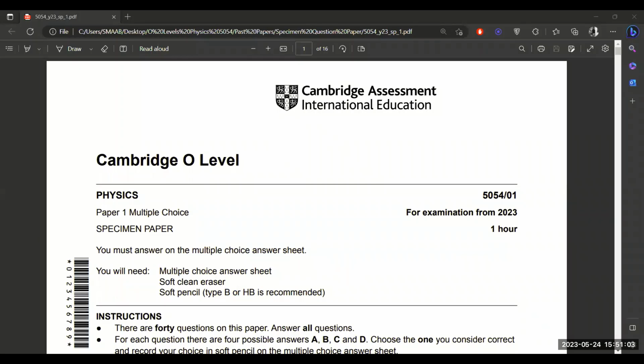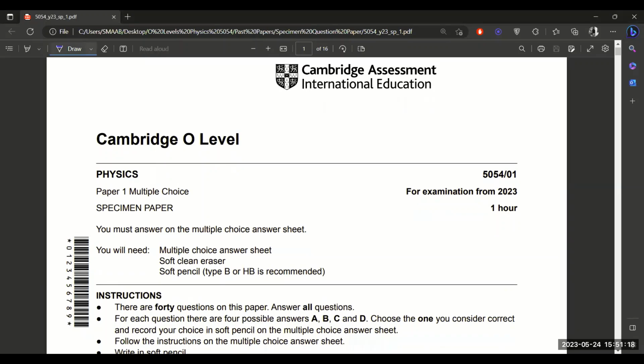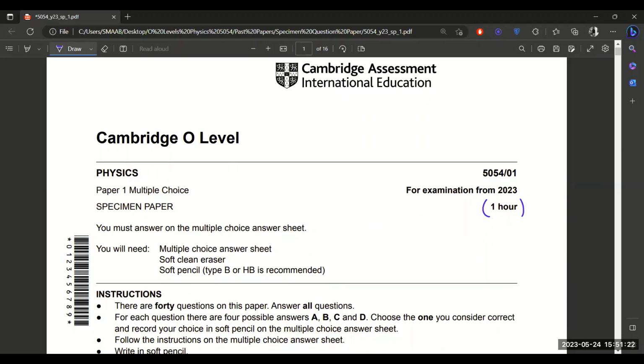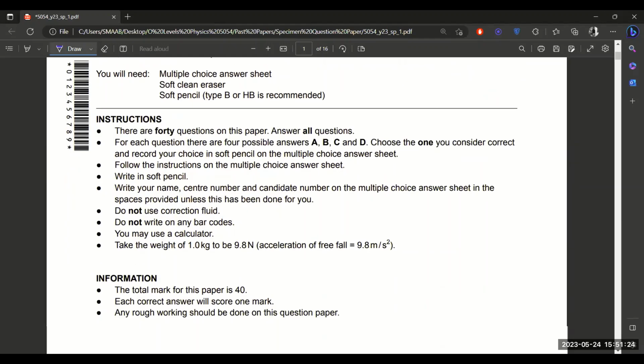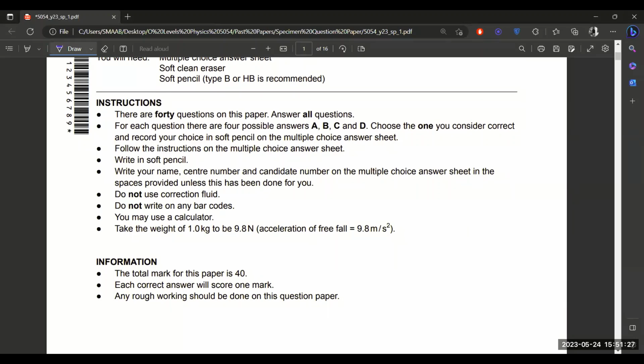Assalamu alaikum students. Today we are going to solve Paper 1, the MCQs paper, the specimen paper for 5054 Physics for year 2023. In this paper you have a total of 1 hour and the total marks are 40. A total of 40 MCQs are included in your paper, and there are a few changes.